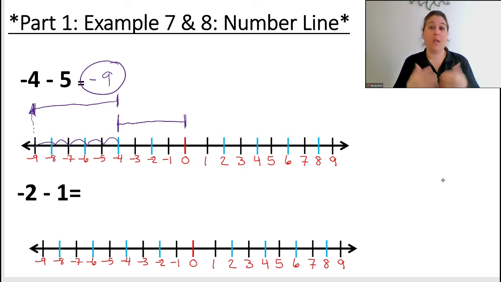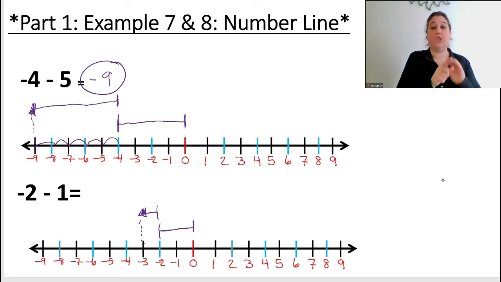All right, for this one, you'll start at 0, go to -2. From -2, go one more to the left, and here we are, -3. So -2 minus 1 is -3.